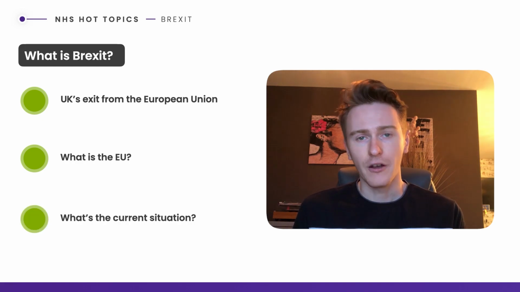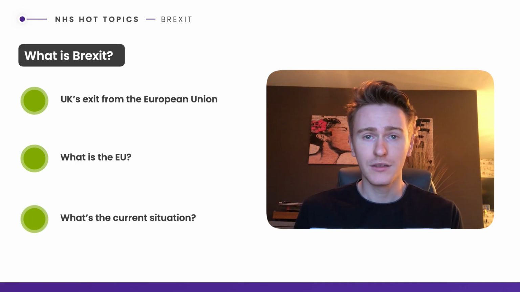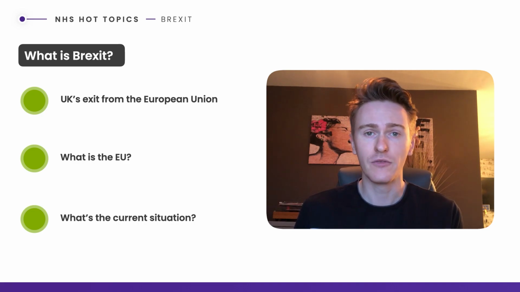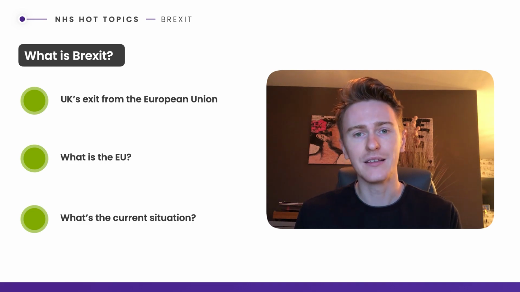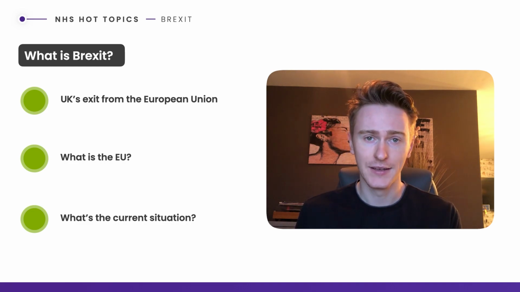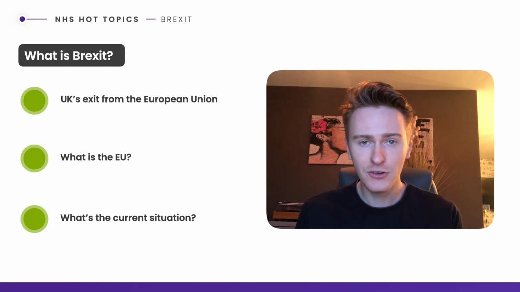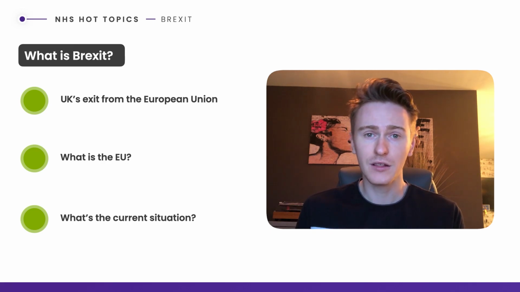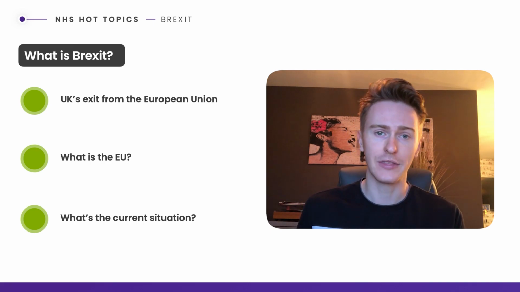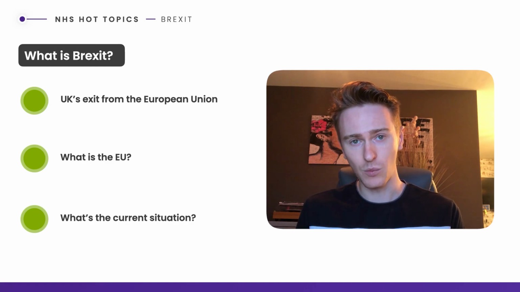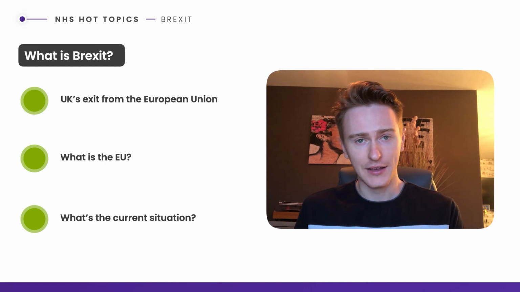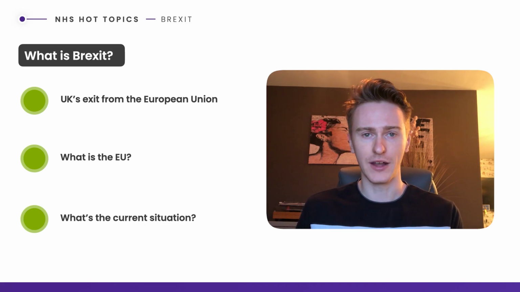And finally, what is the current situation? Well, the situation is that in 2016 we voted in favour of leaving the European Union. However, it wasn't until 2020 that we actually left. Since then, we've been in a transition period where actually the majority of the rules that applied to us before we left the EU actually still do apply. It's only in 2021 where the UK will officially start making its own rules and regulations.